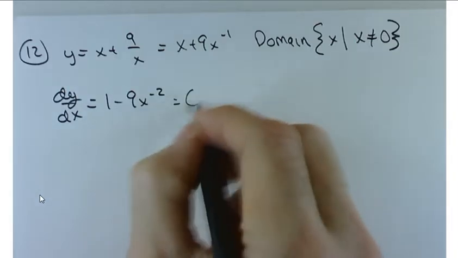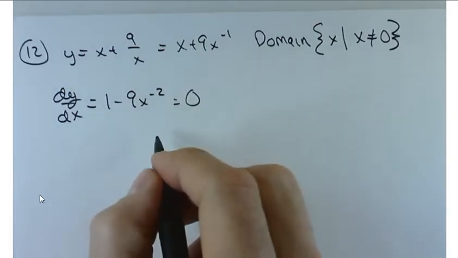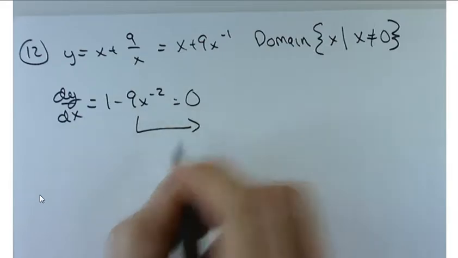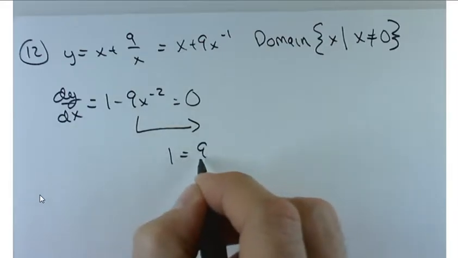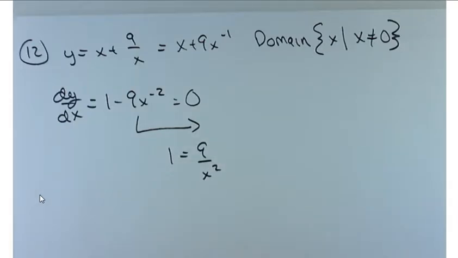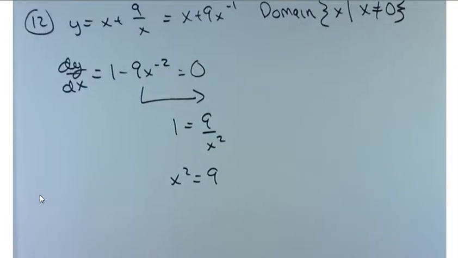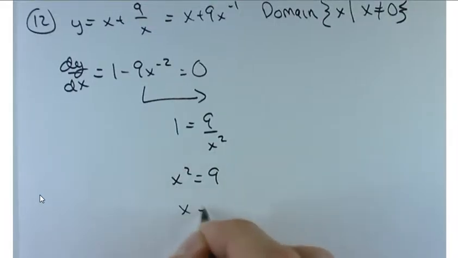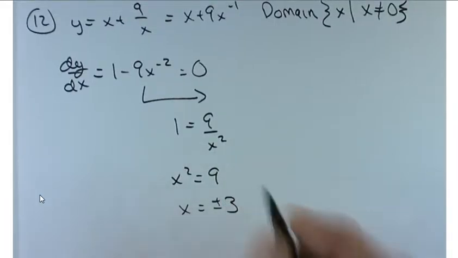Good. Let's set this equal to 0 and solve. I'll move that to the other side. 1 equals 9x to the negative 2, or how about 9 over x squared? Multiply both sides by x squared. I get x squared equals 9. So what does x equal? Plus or minus 3. So the derivative could change signs at 3, and at negative 3, and at 0.